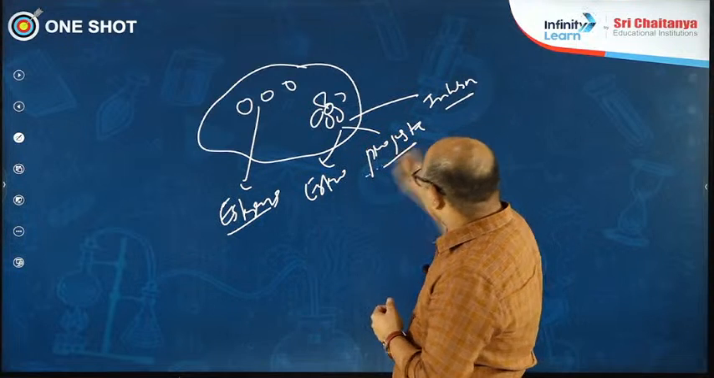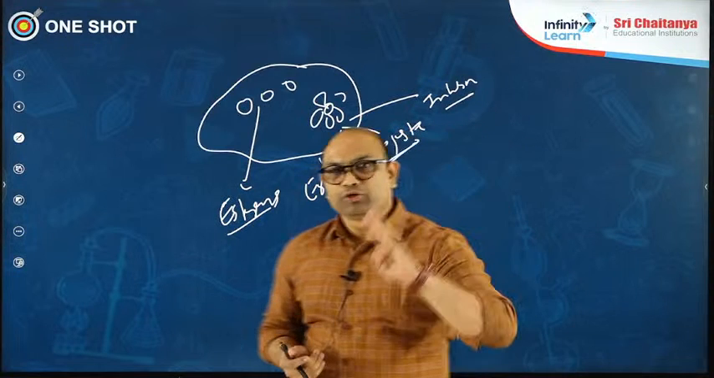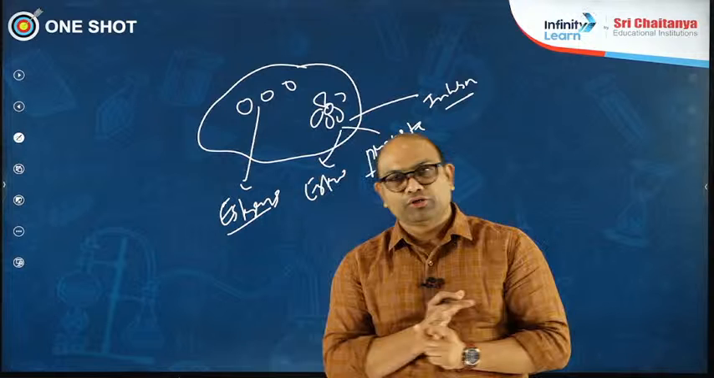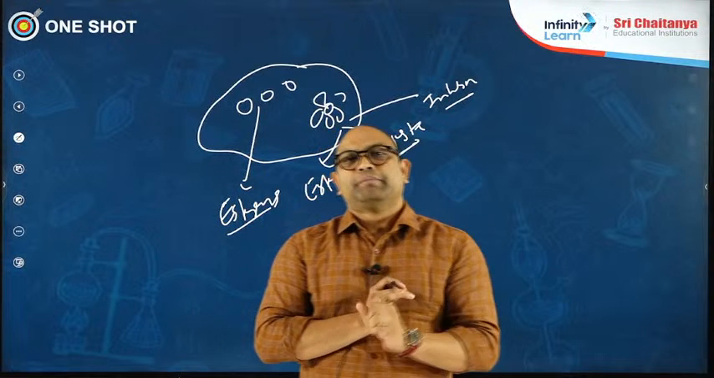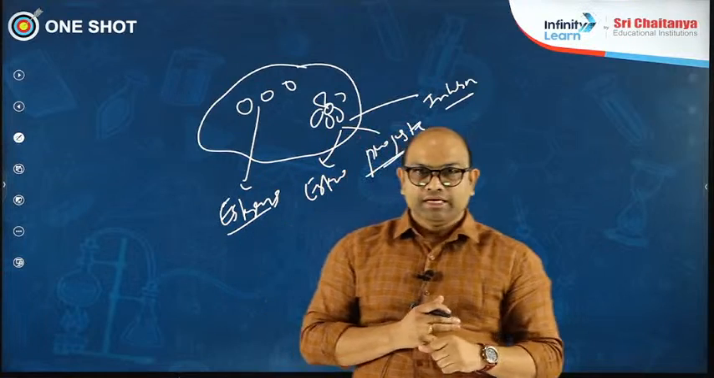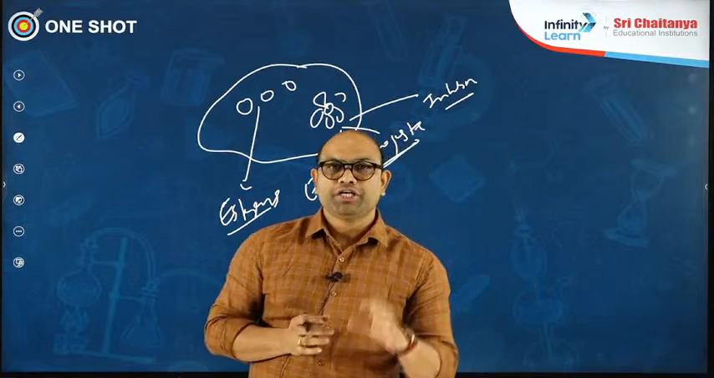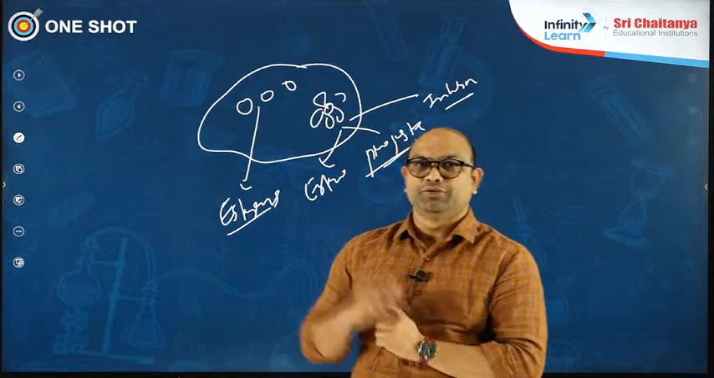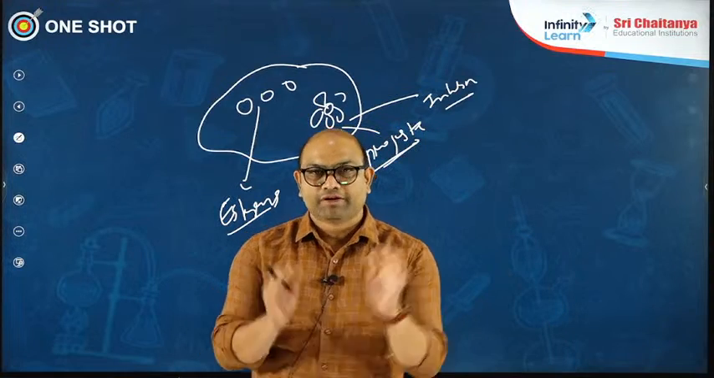When it comes to progesterone, remember three functions. The first function of progesterone is that it maintains pregnancy by preventing the contractions of the uterus. The second function is that it is required for the differentiation of the alveoli of mammary glands during pregnancy. Third, it is also required for lactation.